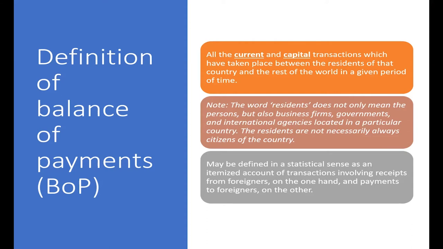We will categorize the transactions between the residents of a country and the rest of the world. Some of it is about goods and services, okay, that would flow between the residents of a country and the rest of the world. And we will categorize some of the transactions as capital transactions. This would usually involve flows of money, anyway, financial transactions, between residents of a country and the rest of the world.